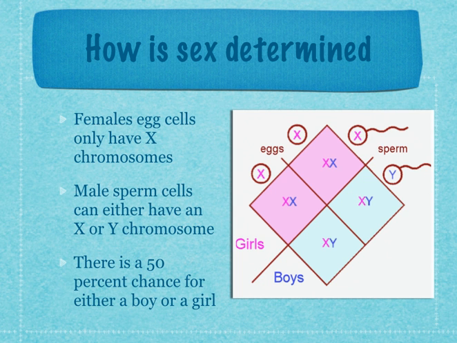So if an X sperm cell meets an X egg cell, you get this XX combination, and the biological sex is going to be a girl. Similarly, if this X cell meets this X cell, it's also going to be a girl. This is what we call actually a Punnett square. However, if an X egg cell meets a Y sperm cell, the biological sex of the offspring is going to be a boy. And again, we see on this side, it's going to be a boy.